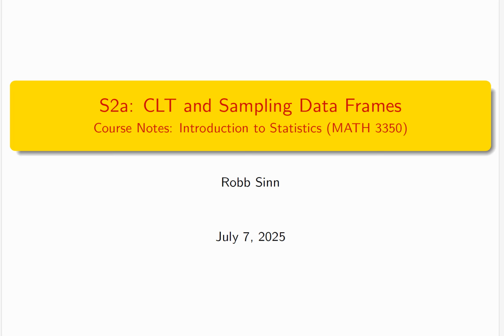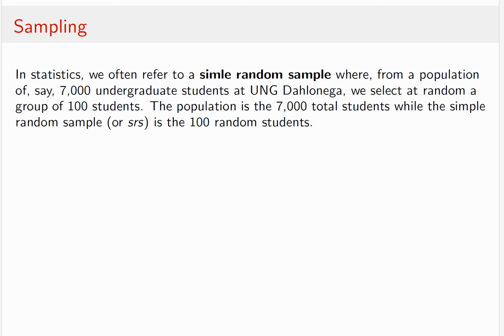All right, so let's talk about quickly how we're going to do that. So in statistics, you'll often hear this simple random sample, where from a population of, say, the 7,000 undergraduate students at UNG Dahlonega, we select a random group of 100 of those students and we take some data from them. Okay, so that's a sample. And if it's done at random, and every one of the 7,000 students in the population has an equal chance of being drawn, that's a simple random sample, sometimes abbreviated SRS.